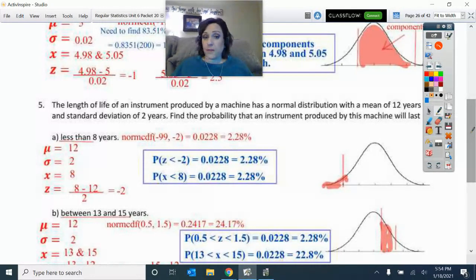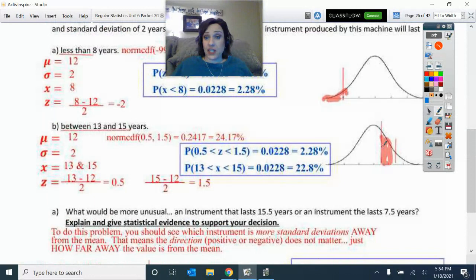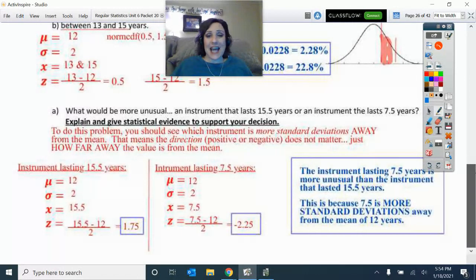Check out your notation there. How about between 13 and 15 years? Then you're doing good. You're getting longer lifespan out of those. So you have to find two z-scores. You have a z-score for 13, and that's 0.5. You have a z-score for 15, and that's 1.5. So look at this notation, the probability. Your z is in the middle, from 0.5 to 1.5. Your inequalities point to the left. So that is 0.0228. So only about 2.28% of your instruments are going to have that extended life.